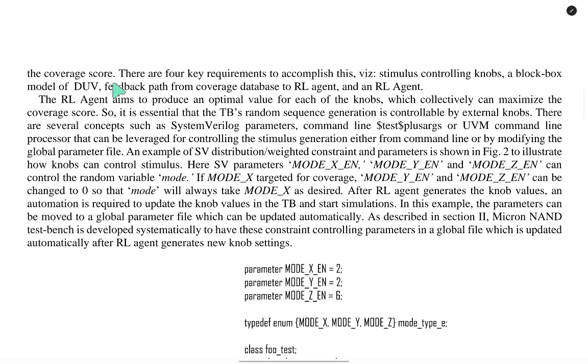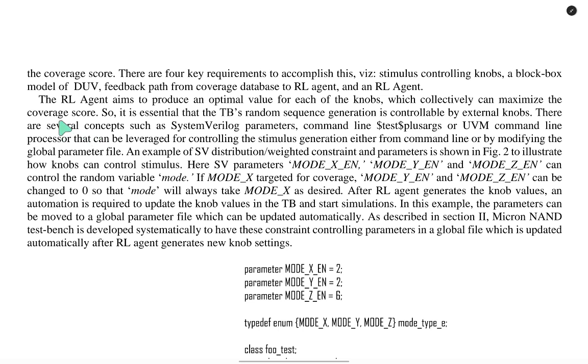There are 4 key requirements to accomplish this: knobs controlling the stimulus, a black box model of the DUV, a feedback path from the coverage database to the RL agent, and an RL agent.